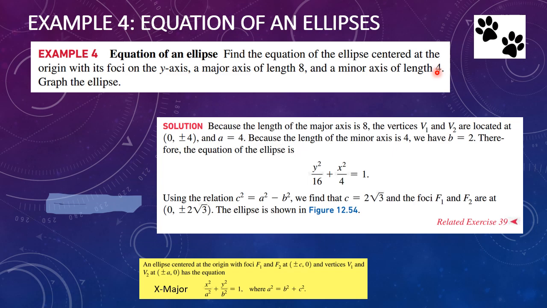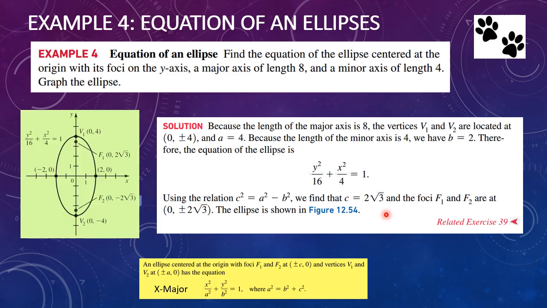We can then find the equation for c, which is a squared minus b squared, and which gives us c equals 2 times the square root of 3. And so the foci are at 0, plus or minus 2 square roots of 3. Remember, these are x values on the minor length because the major axis is the y-axis. And half of these are the a values or the vertices, the y values.